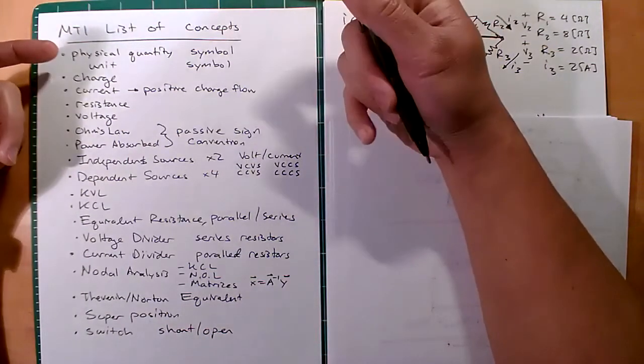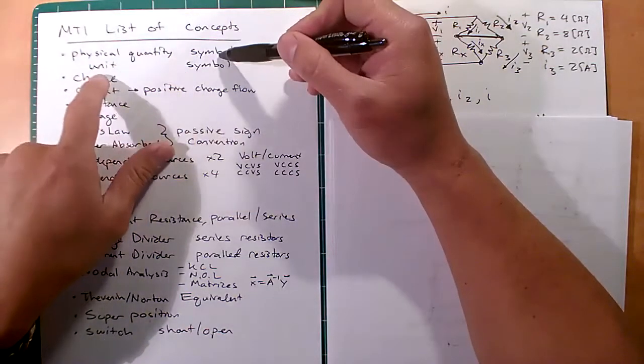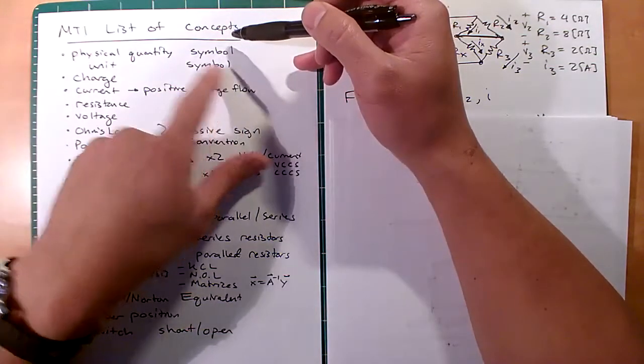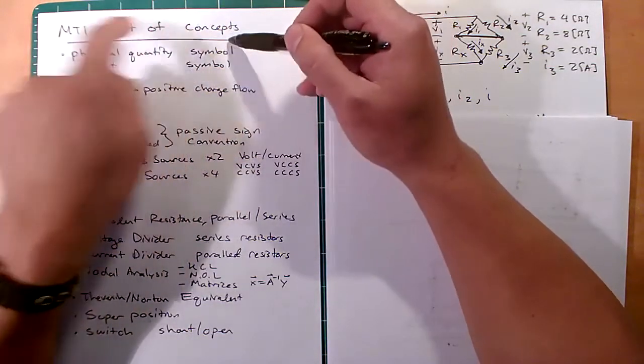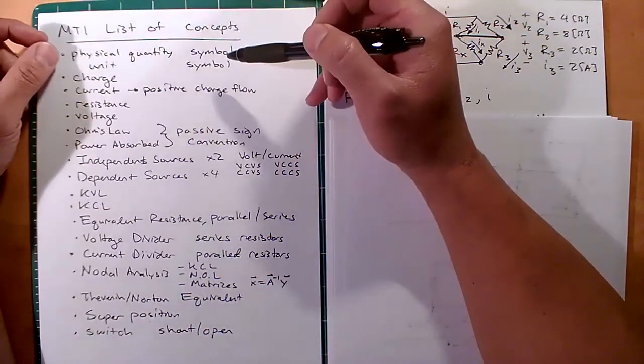The first lecture we talked about physical quantities versus units. There were 4 things: the physical quantity, the symbol for the physical quantity, the unit, and then the symbol for the unit. And so making sure you understand the differences between all 4 of these things, I think is very important.